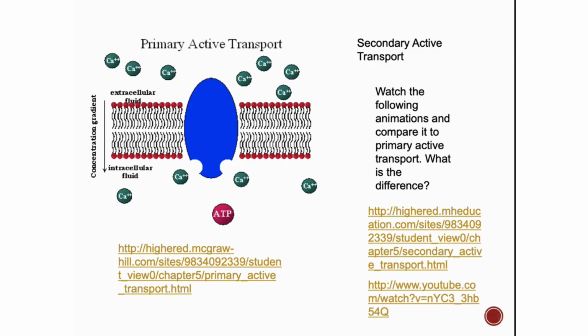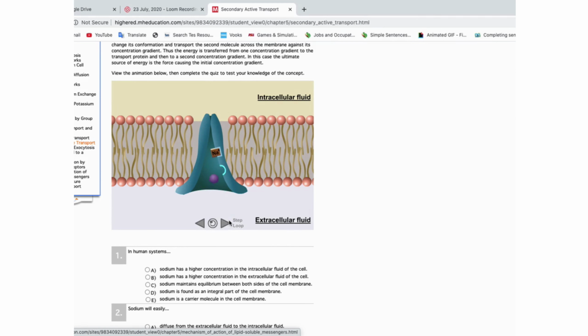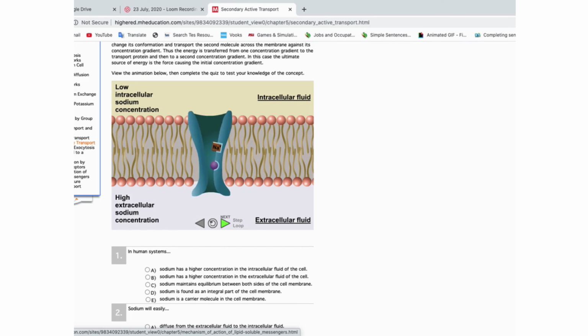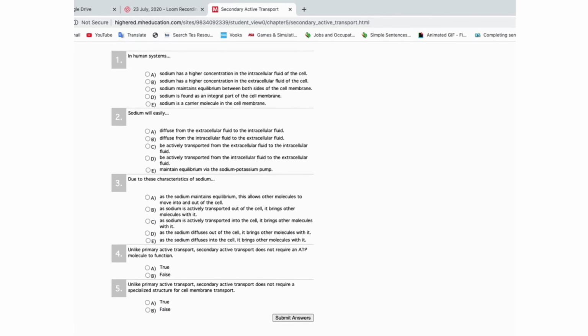So this is how the primary active transport happens, but now I'm going to show you the secondary active transport by animation. So here we see the lower intracellular sodium concentration and high extracellular sodium concentration, the intracellular fluid and extracellular fluid, and how it happens. Let's see. Sodium is getting inside the intracellular fluid, from high extracellular sodium concentration to a lower intracellular sodium concentration. So there are questions that you're going to answer as well.